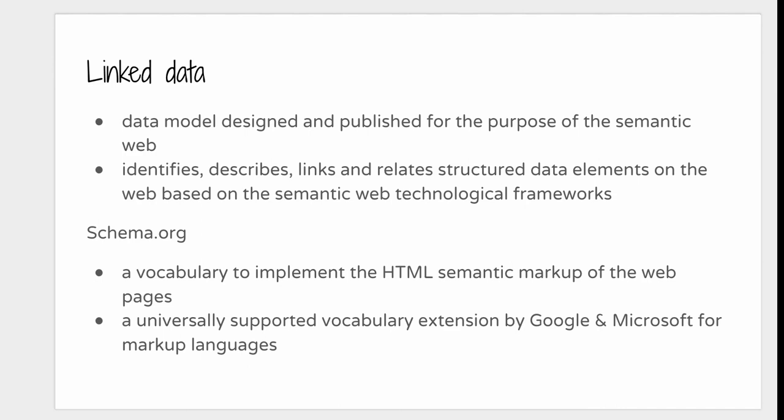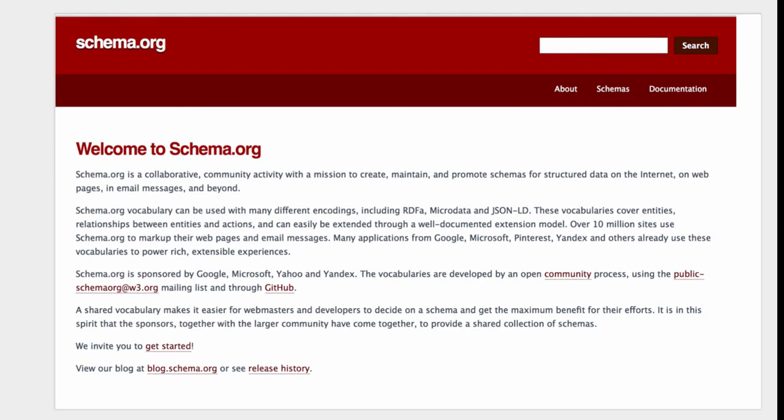Linked data is a data model designed and published for the purpose of the semantic web. It identifies, describes, links, and relates structured data elements on the web based on these new semantic web frameworks. Schema.org, we'll see a picture of that in a sec, is a vocabulary designed to implement HTML semantic markup for web pages. It's a universally supported vocabulary extension by Google and Microsoft for markup languages. And this is what their website looks like, and it might be a good idea to dig deep into this and see who is playing around on schema.org.